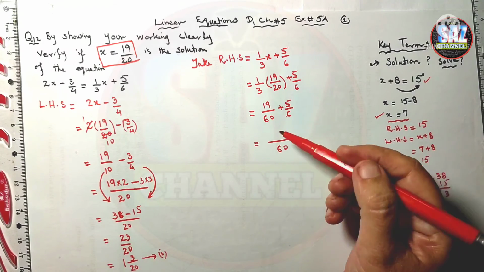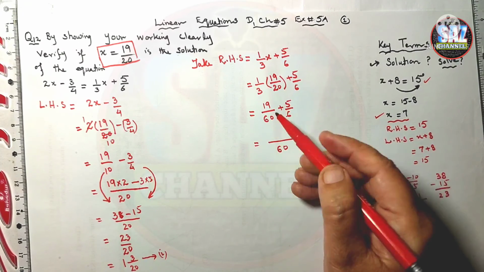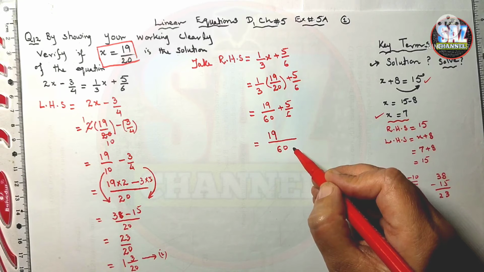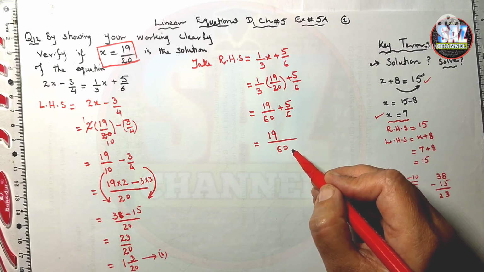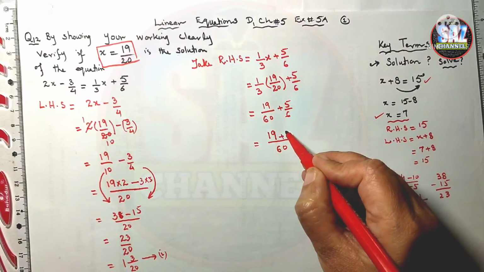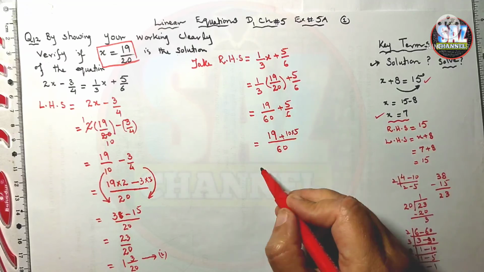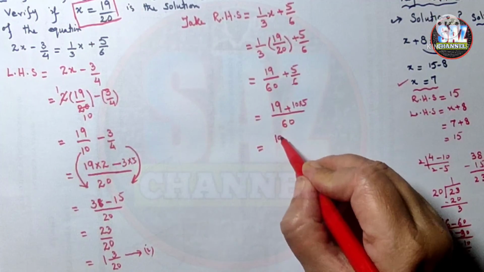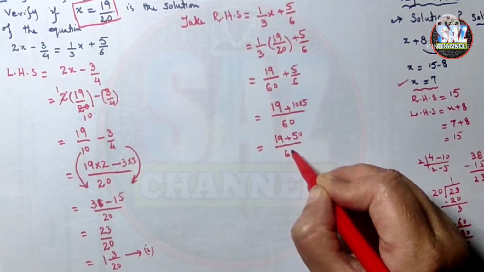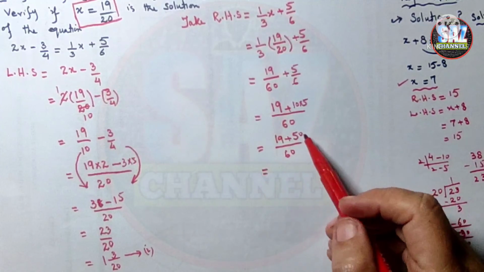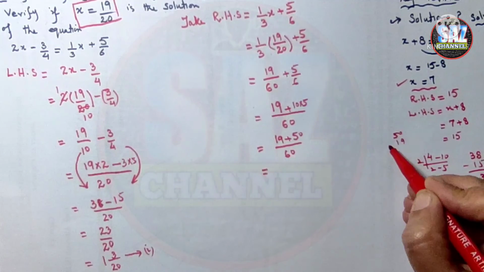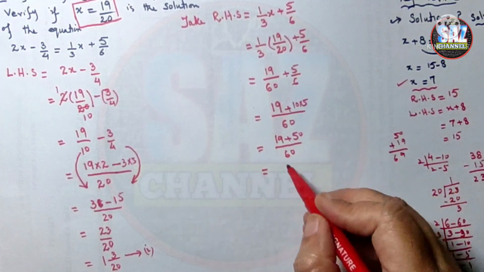And now what we have to do is, 60 how many times? The LCM and the denominator are both the same, so the numerator will come as it is. 6 times 10 is 60. So 10 will be multiplied by 5. Okay, 19 plus 10 times 5 is 50, by 60. Now 50 plus 10 is 60. Let me add over here: 19 plus 50 is 69 by 60.